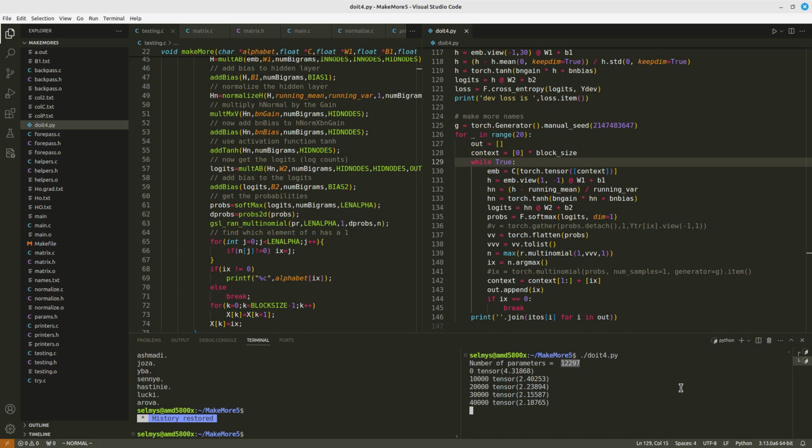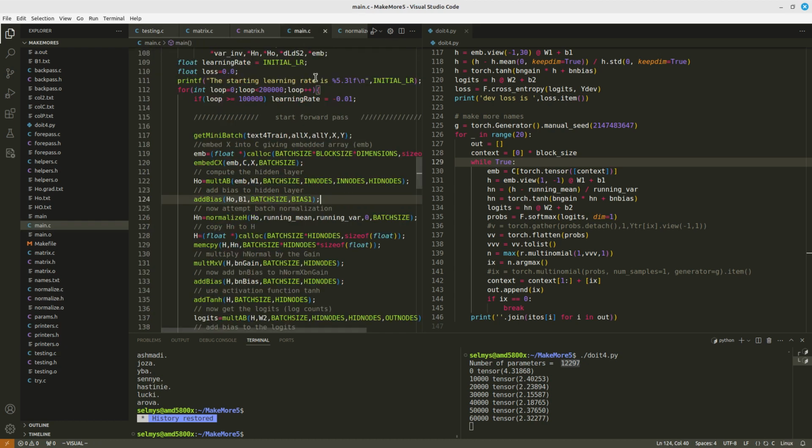While we're doing that, I just want to move over to here, and you can see that in my main loop in my C program, I do something very, very similar to what we've been doing in the Python program. I have a loop here of 200,000. I get a mini batch here. I embed the mini batch into the embedded table.